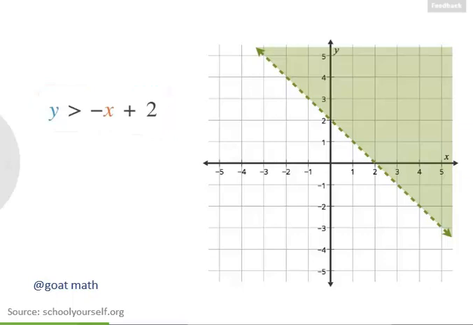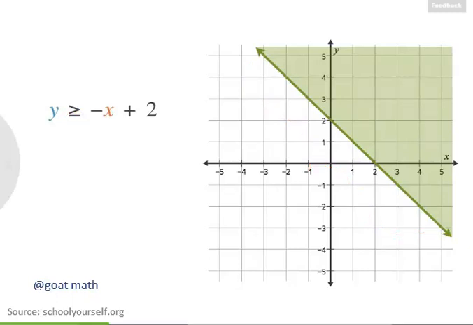Now how could we draw the inequality y is greater than or equal to -x plus 2? Well, that's where y is greater than -x plus 2, so the shaded region, as well as where y equals -x plus 2. So we draw a solid line to indicate it's part of the solution.